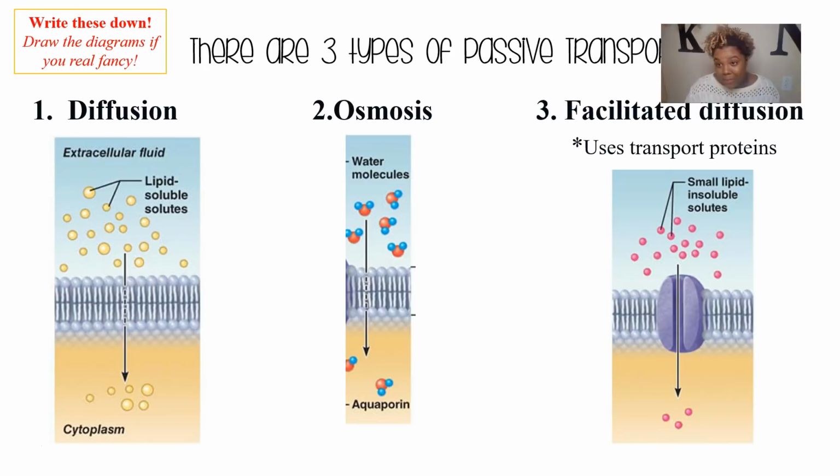So there are three types of passive transport. I would definitely write these down, and if you're real fancy, you're going to draw the picture, but you're going to label it, because if you notice, they all move different things. So there are three types: diffusion, osmosis, and facilitated diffusion.